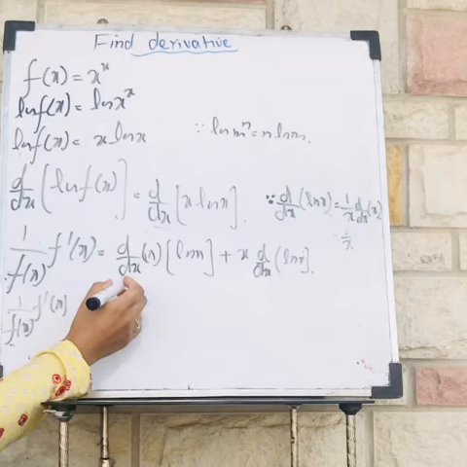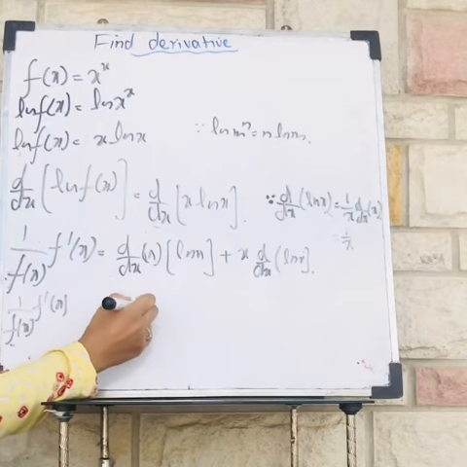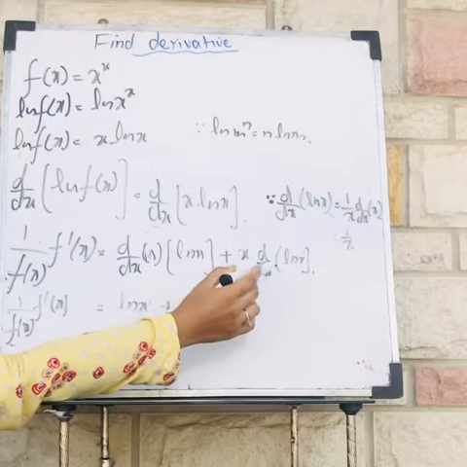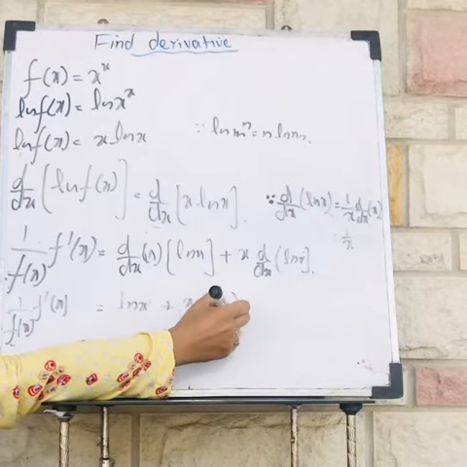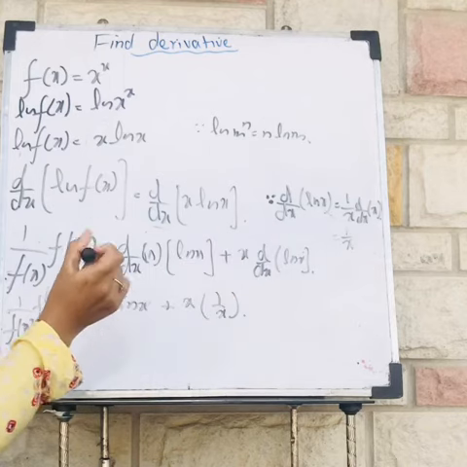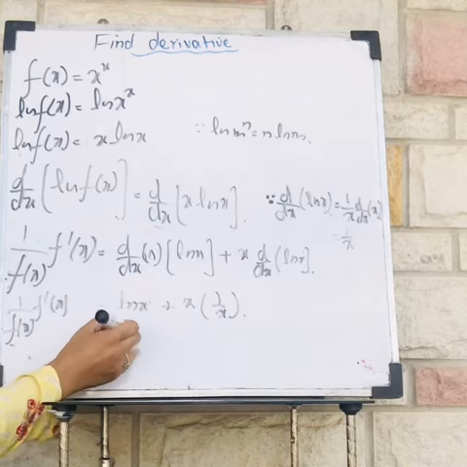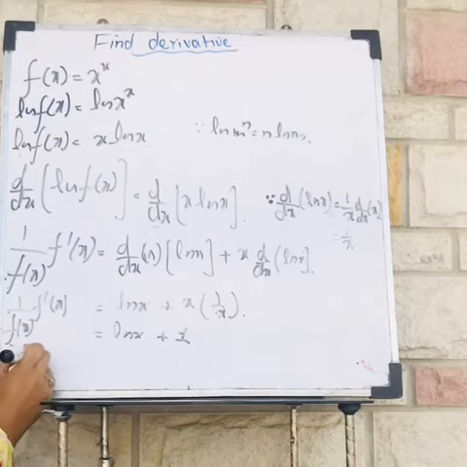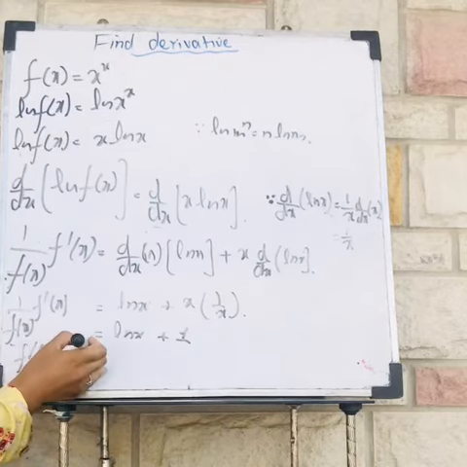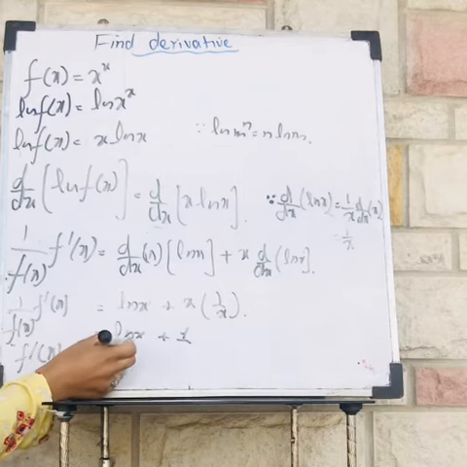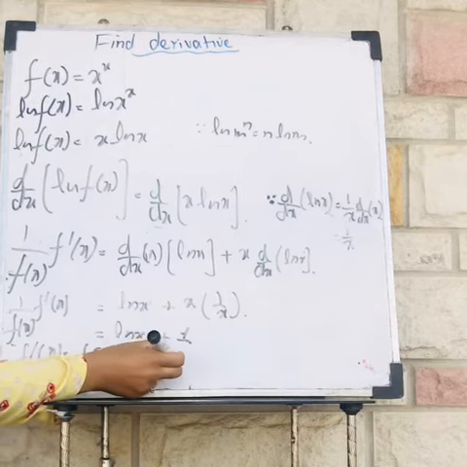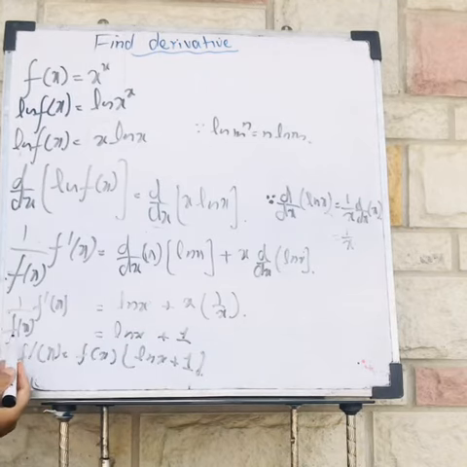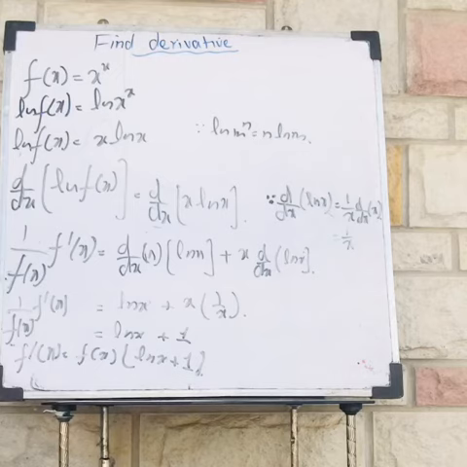When I take the derivative of x, I get just 1, times ln x, plus x times the derivative of ln x, so I get 1 divided by x. Again I applied this formula: ln x plus 1. f'(x) is equal to f(x) multiplied by (ln x plus 1).